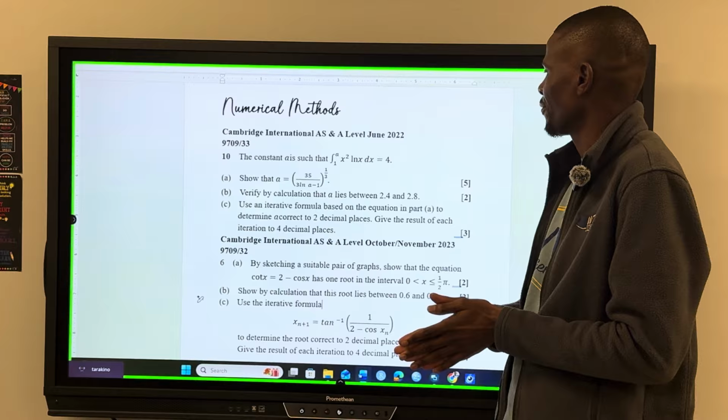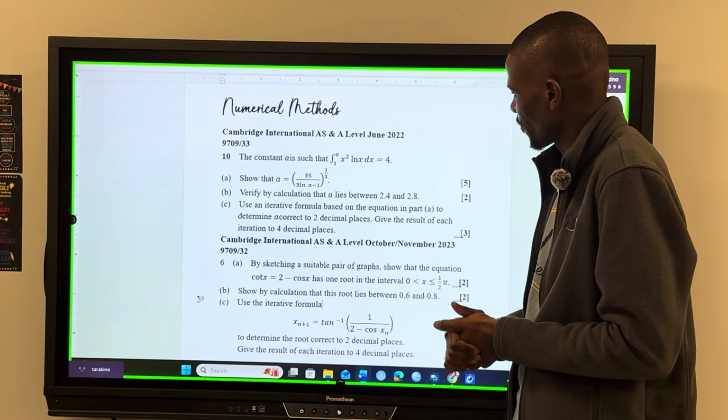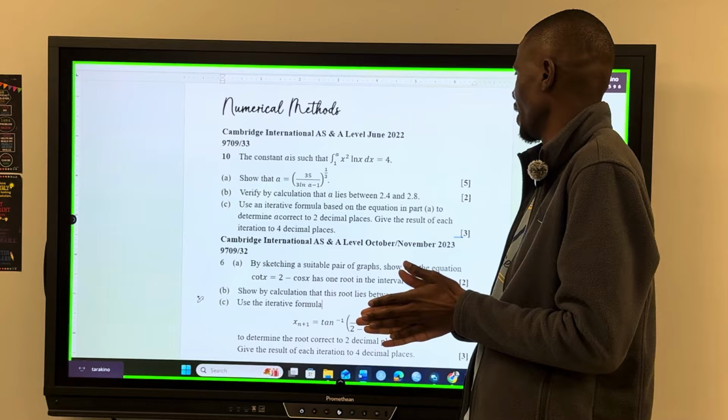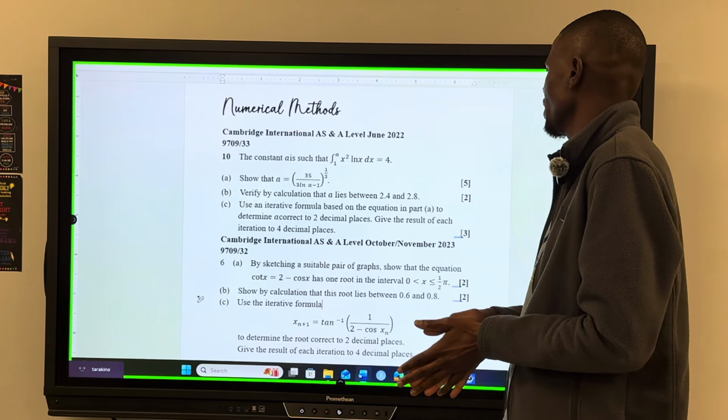Okay, we want to solve two problems on numerical methods from Cambridge, June 2022, paper 3, and November 2023, paper 3. From 2022, paper 3, it was 9709/33. It reads: the constant a is such that the integral from 1 to a of x squared natural log of x dx equals 4. Part A: show that a equals (35 over 3 natural log of a minus 1) all to the power of a third. Part B: verify by calculation that a lies between 2.4 and 2.8.